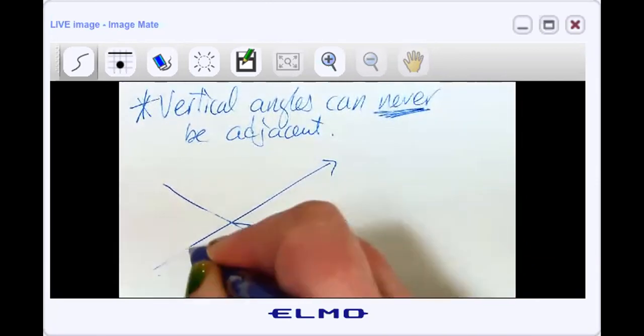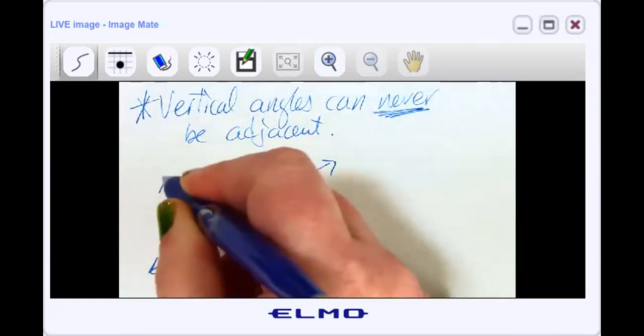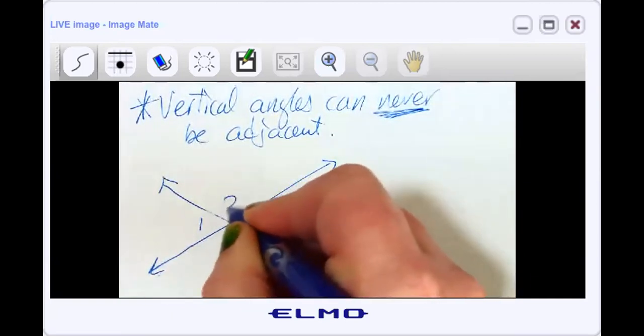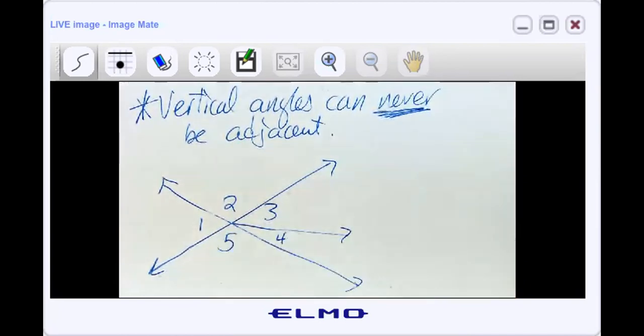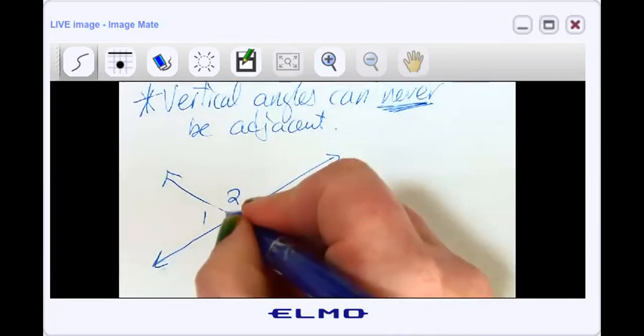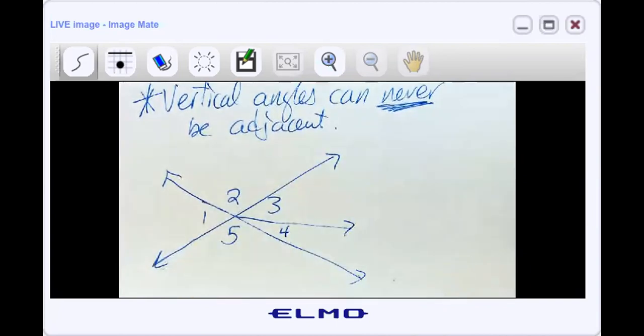Say I had this. Okay, yep. I'm just going to number all my angles here: 1, 2, 3, 4, and 5. In this diagram, I have one very clear pair of vertical angles jumping out at me. I hope you see it too.